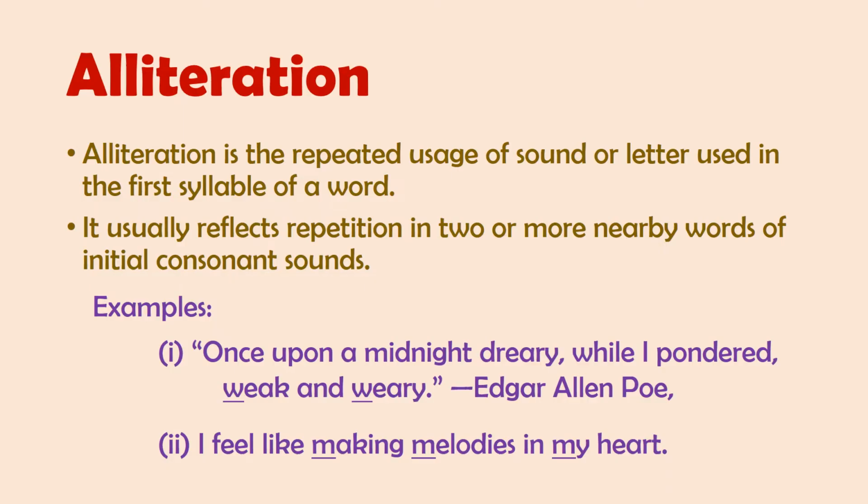Alliteration. Alliteration is the repeated usage of the sound or letter used in the first syllable of a word. It usually reflects repetition in two or more nearby words of initial consonant sounds. Example number 1: Once upon a midnight dreary, while I pondered, weak and weary. Example number 2: I feel like making melodies in my heart.